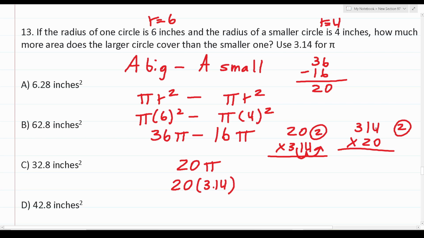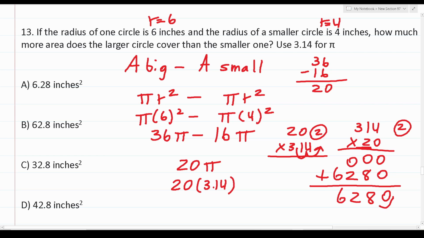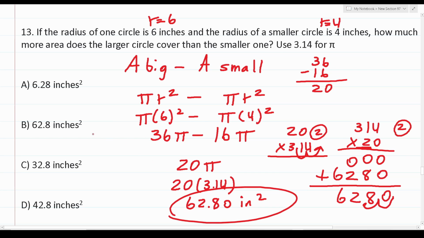All right, so let's work this out. 4 times 0 is 0. 1 times 0 is 0. 3 times 0 is 0. Before we start multiplication with this 2, we have to bring in a 0 placeholder. 4 times 2 is 8. 2 times 1 is 2. And 3 times 2 is 6. Let's add these together. 0 plus 0 is 0. 8 plus 0 is 8. 2 plus 0 is 2. 6 plus nothing is 6. Bring our 2 decimals back in. 1, 2. So we can see that 20 times 3.14 is 62.80. That's going to be inches squared. So this one is going to be B, 62.8 inches squared.